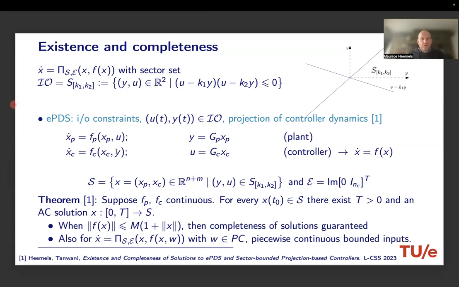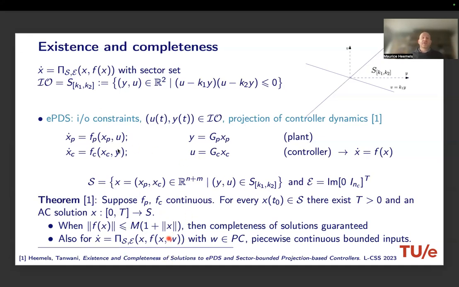So moreover, we can prove completeness of solutions, so that the solution exists for all times, if we have a linear growth assumption on the original unprojected vector field, right? So of this type, there exists a constant m, such that the norm of f is bounded by this affine expression of the norm of the state. In fact, we can show, and that's where these linear equations come in, that this affine growth condition can be translated also to the right-hand side of the ePDS. Right, so in that case, we have completeness of solutions.